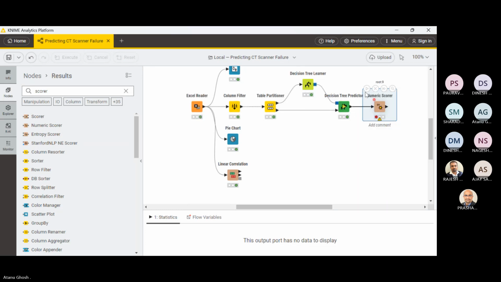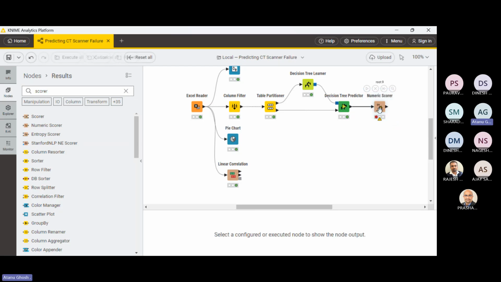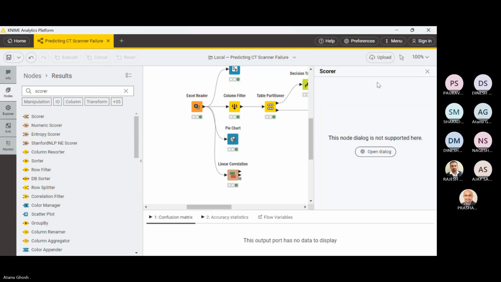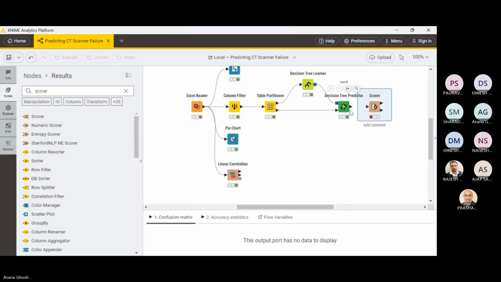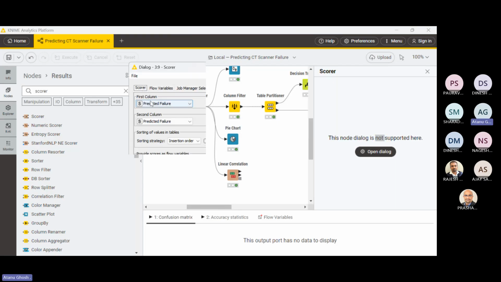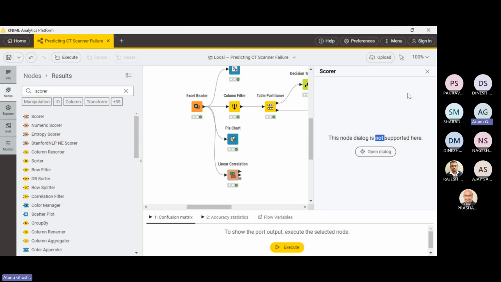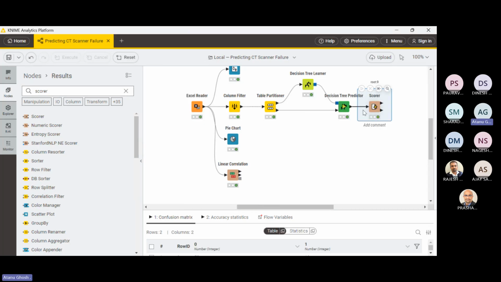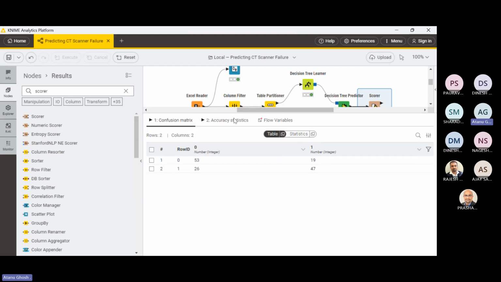Sorry, I took numeric scorer only, so it came like that. Okay, so the first column, that means we are comparing against machine status, and the second column is predicted failure. So machine status versus predicted status. I should have written predicted status anyway. So execute, and now you have the confusion matrix.